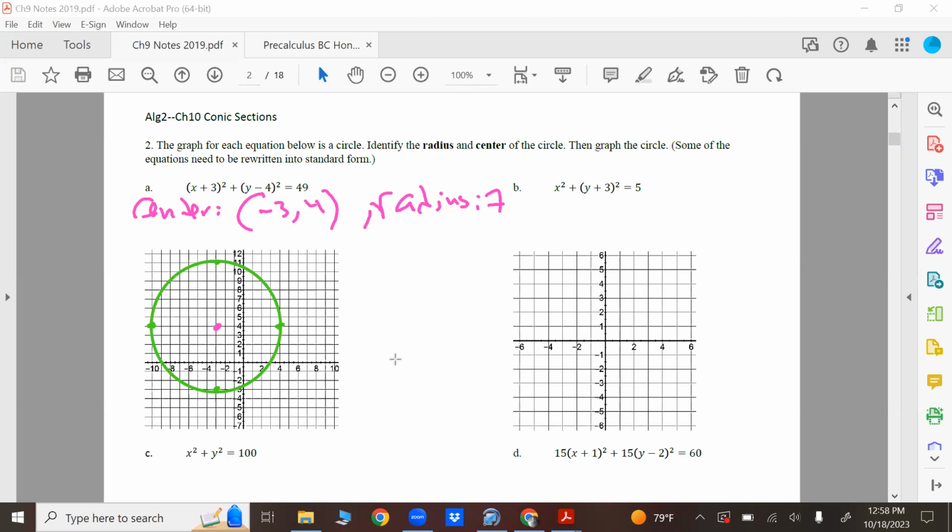Once you guys try B, C, and D, for D you have to divide both sides by 15 to get the right form. Do you guys remember completing the square? We're going to have to get to that eventually. Actually, we'll do that as the last example for circles today before we do parabolas. So I'll give you guys maybe a minute or two. Shouldn't take too long.